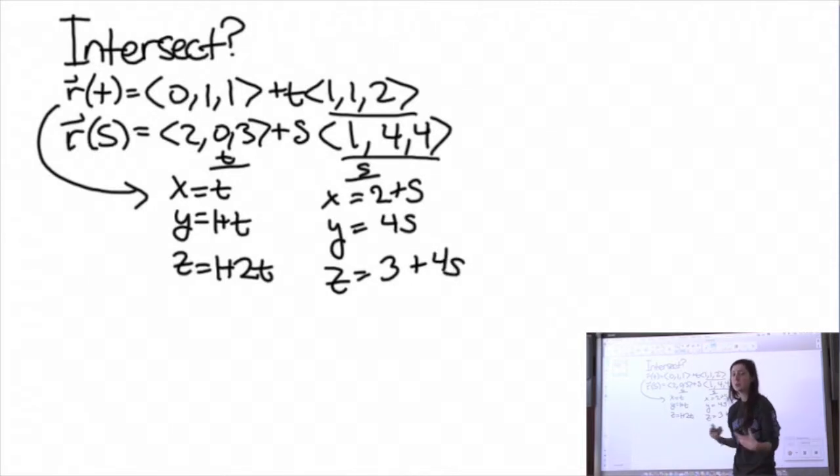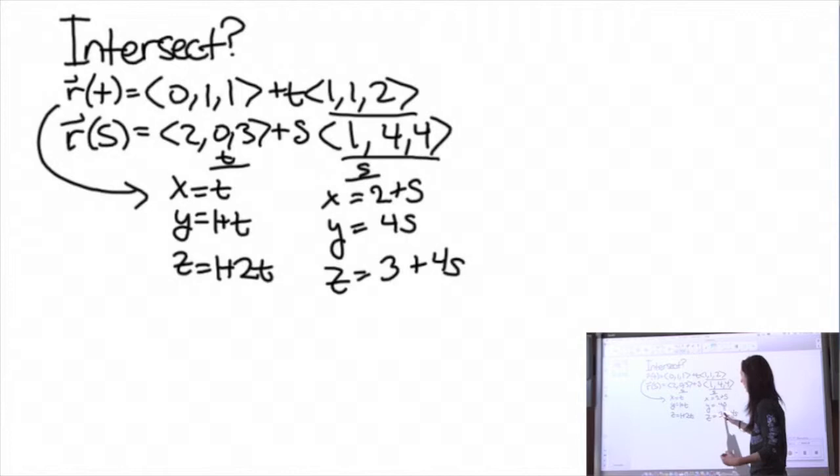Now, our next step is setting the x and y equations equal to each other and finding a value for t or s. And then we can plug that into the z equation, and if we were to get the same value for the z equation, that means that it's intersecting. Now, if it ends up being skew, then these z values will be different, and we will not have a point of intersection. Our goal here is also to find a point of intersection if it is intersecting.